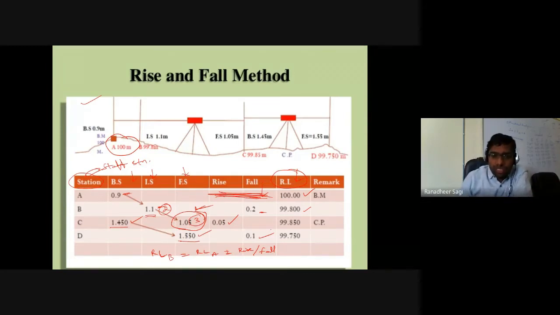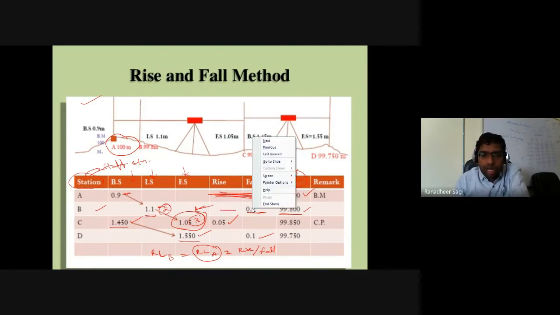So if I am going to be adding, then what is the RL value of point B? The RL value of point B is nothing but the RL value of point A, which is 100. Next, what is the data that I have corresponding to point B? Whether the data is with respect to rise or with respect to fall. Let me erase all these unnecessary lines which I have marked.